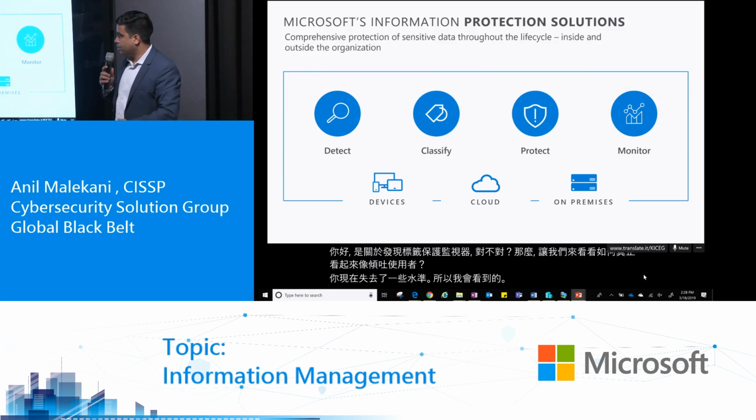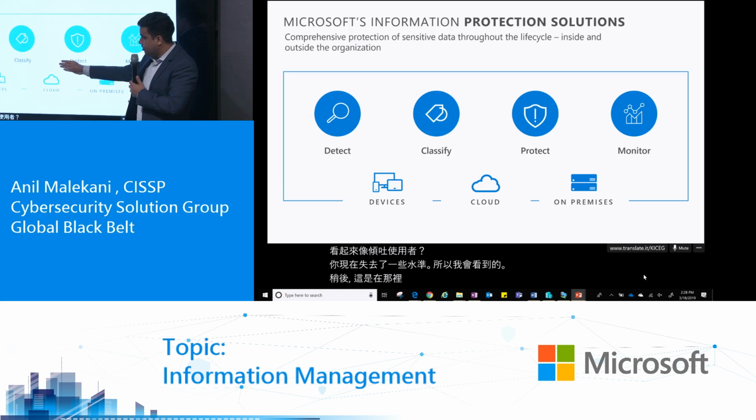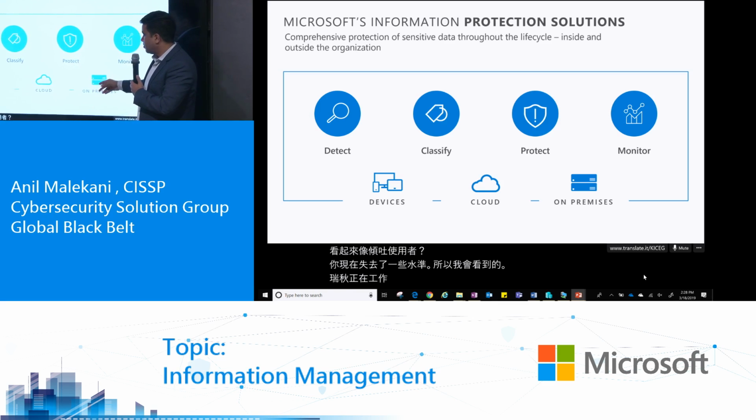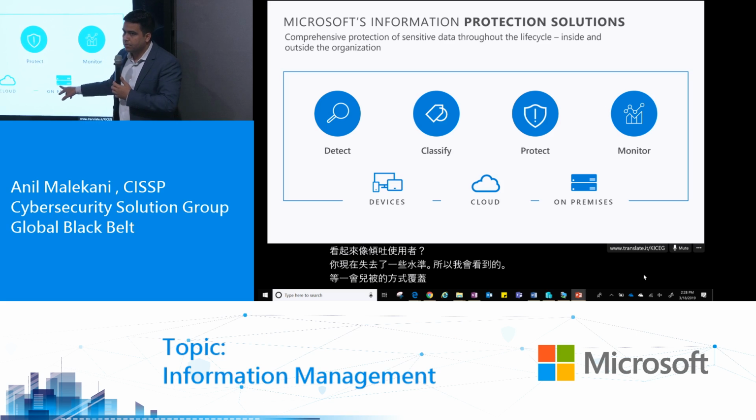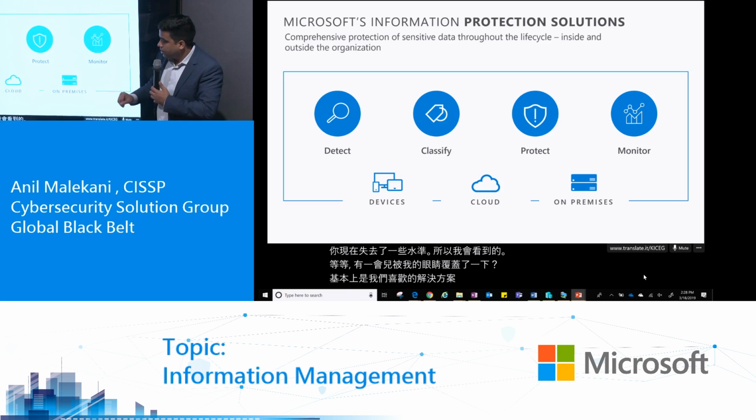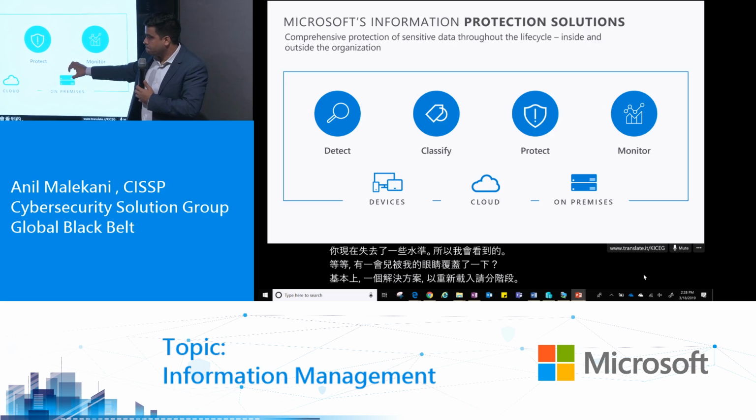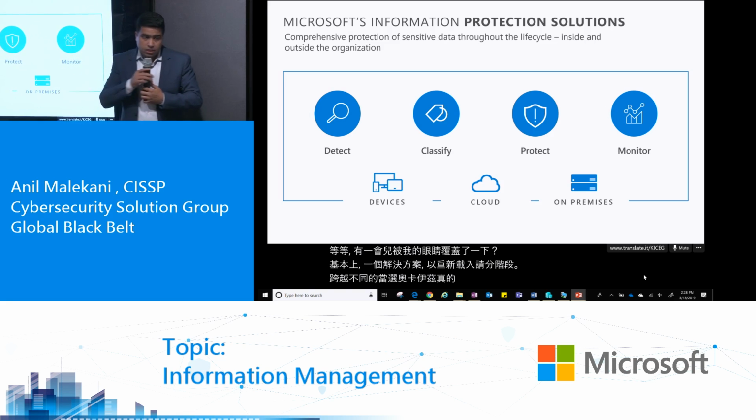Right, so this is what we covered: detect, classify, protect, monitor on device, on cloud, and on-premise. So I think on-premise is not what I demoed, but this is something we support through AIP scanner. So this is basically a solution covering all of these 4 phases across different locations where the unstructured information can reside.